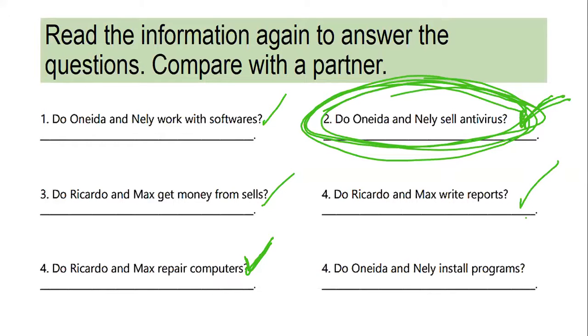Okay. Do Ricardo and Max write reports? Very good. Do Ricardo and Max write reports? Very good. And the last one here, René. Do Oneida and Nelly install programs? Okay, very good. We are going to answer all these questions, right?